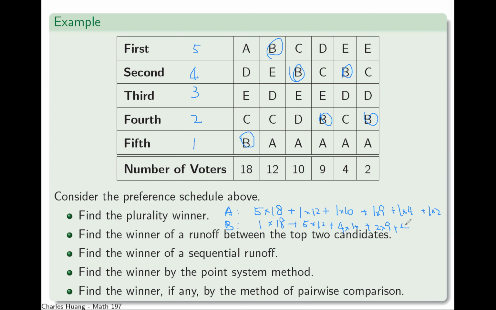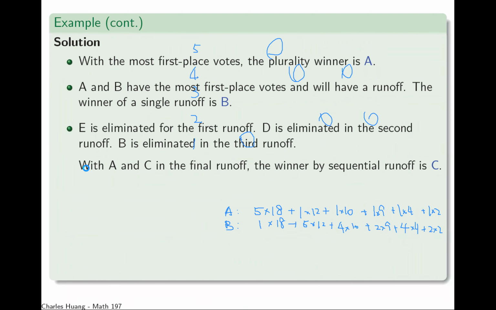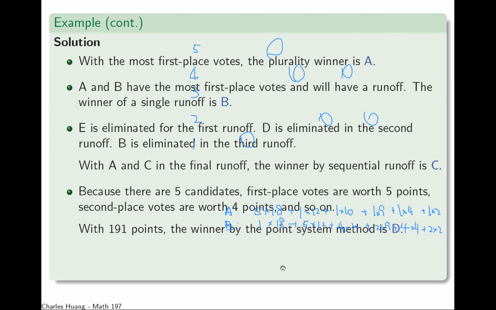So in this case, that's 4 times 4. And then on the last column, that's 2 times 2. And so we'll do our calculation like this. After you do all the calculations, you'll notice D has the most number of points. It's 191 points.